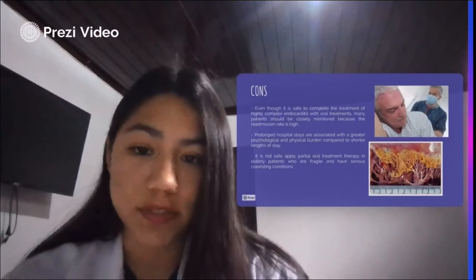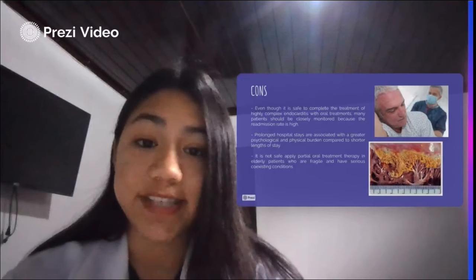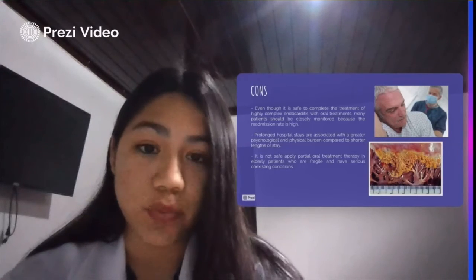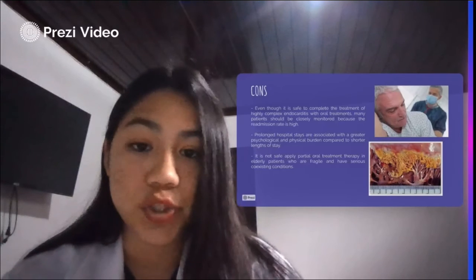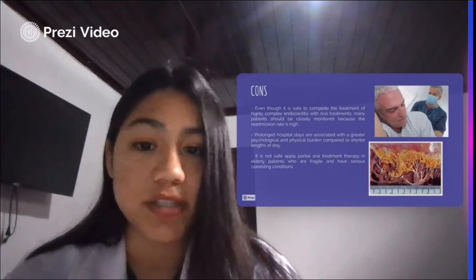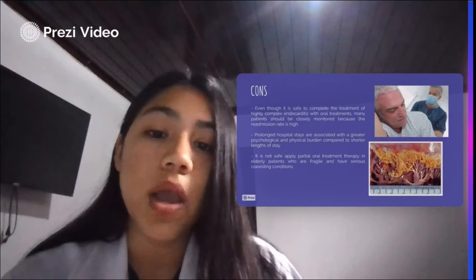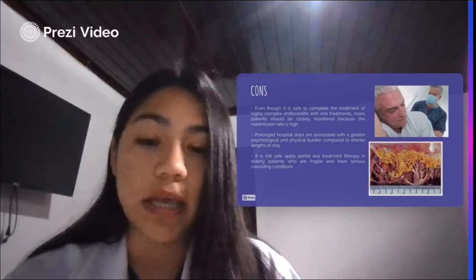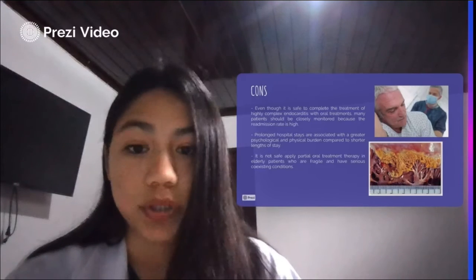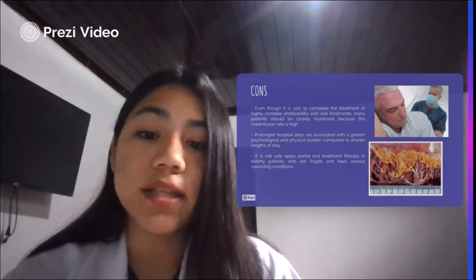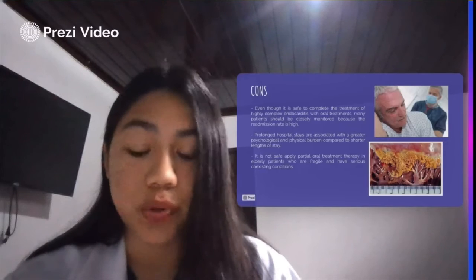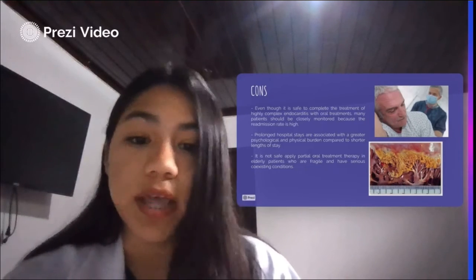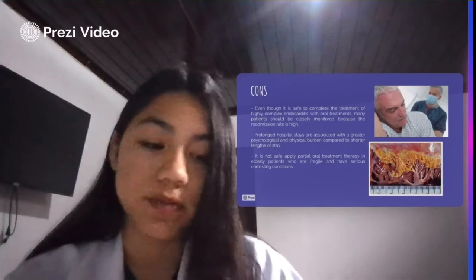Let's talk about the cons. Even though it is safe to complete the treatment of highly complex endocarditis with oral treatments, many patients should be closely monitored because their readmission rate is high. Prolonged hospital stays are associated with a greater psychological and physical burden compared to shorter lengths of stay. It is not safe to apply partial oral treatment therapy in elderly patients who are fragile and have serious coexisting conditions.